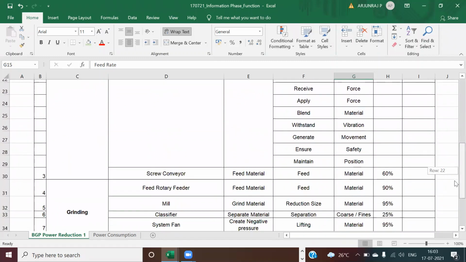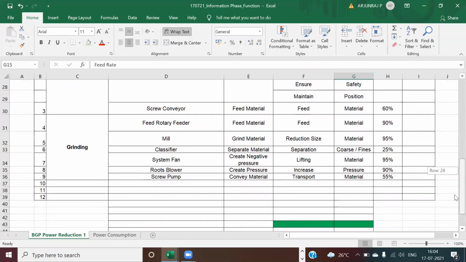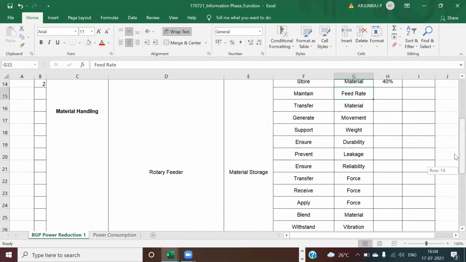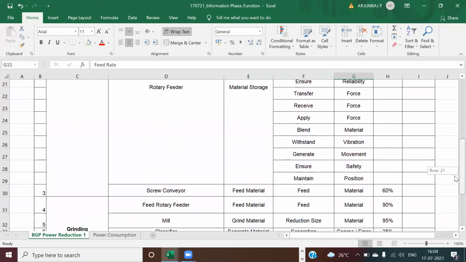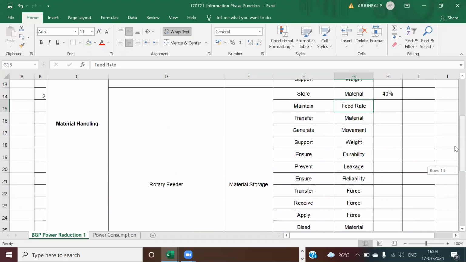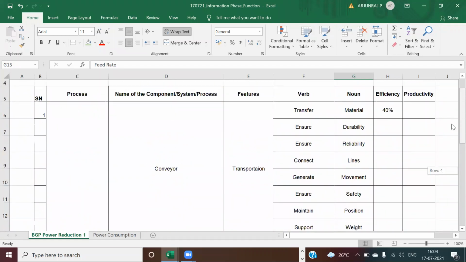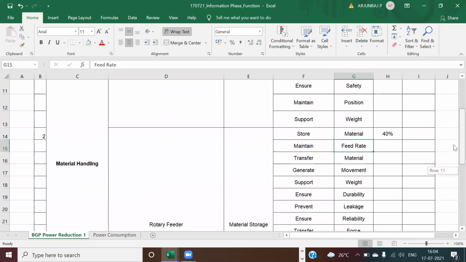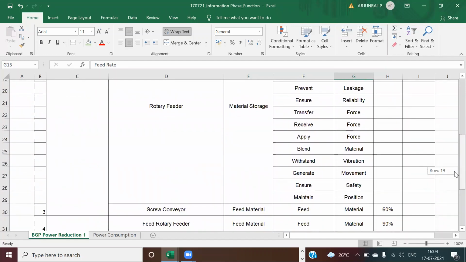So what will we do? Can we consider only the material handling alone today? Okay, no issue. We will collect this and put a FAST diagram for the material handling. Is it okay? Okay, only for this.